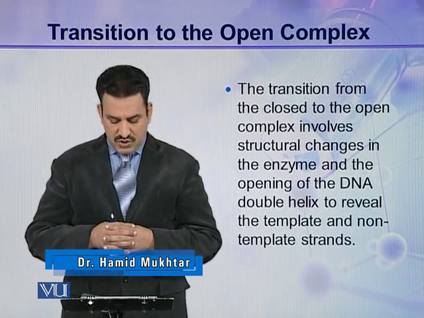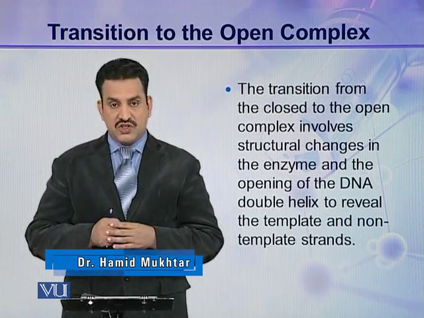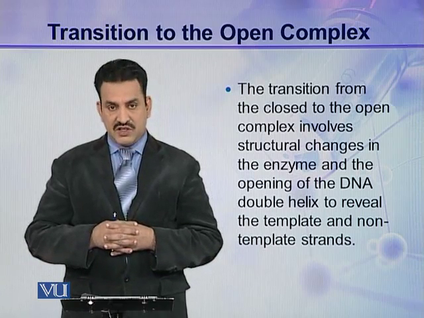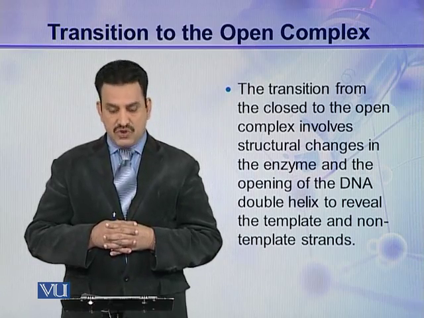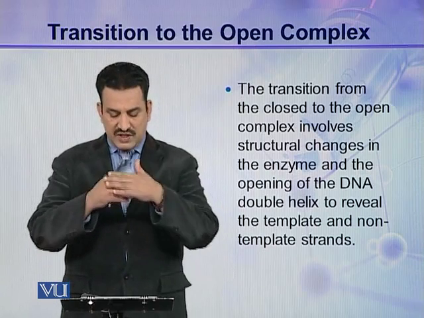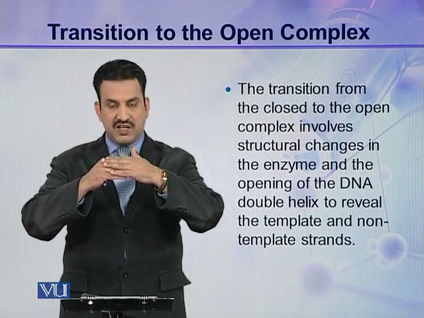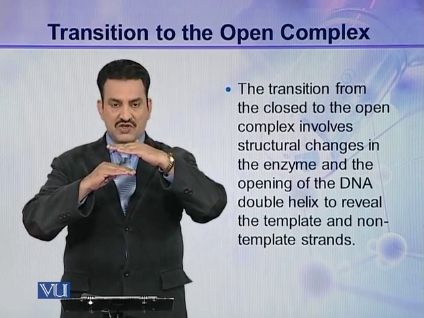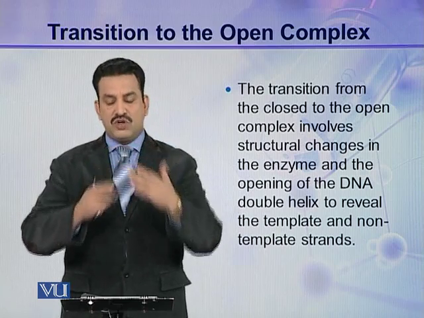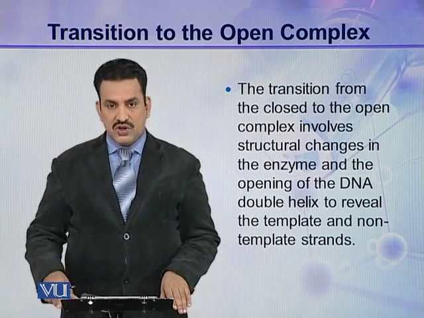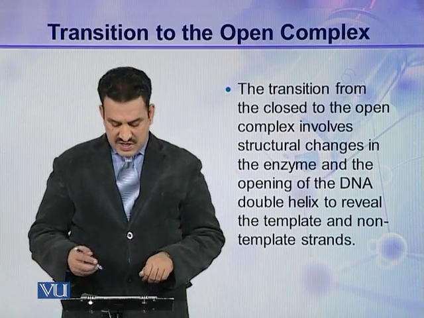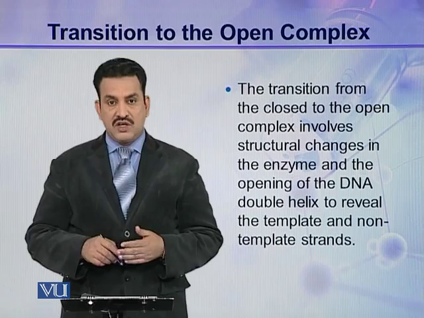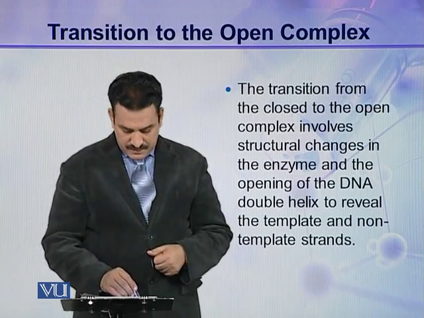The transition from the closed to the open complex involves structural changes in the enzyme and the opening of the DNA double helix to reveal the template and non-template strand. So when the DNA double helical strand is opened, two strands are formed. One strand is template strand and the other one is non-template strand. So these two strands are revealed during this opening up. Template strand is the strand which will be transcribed.